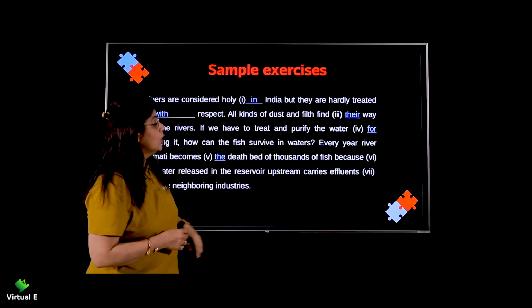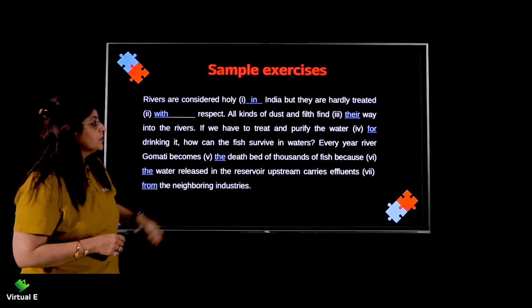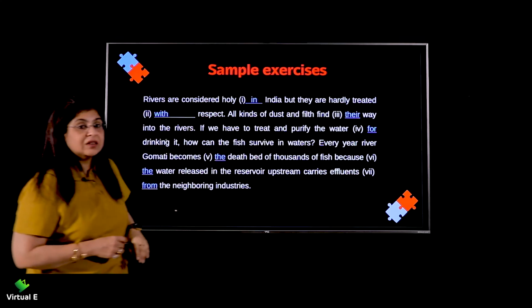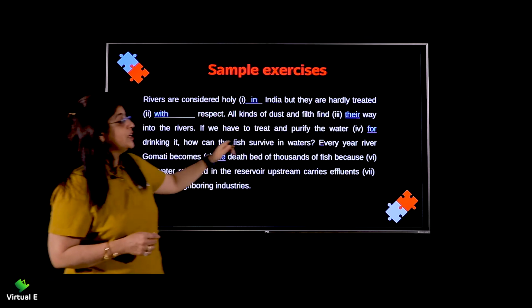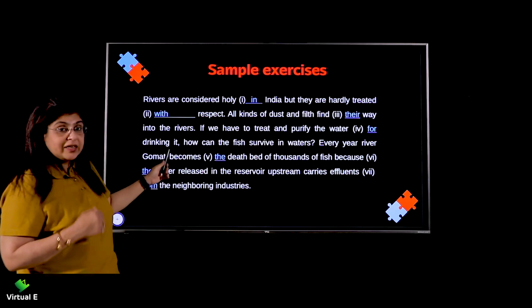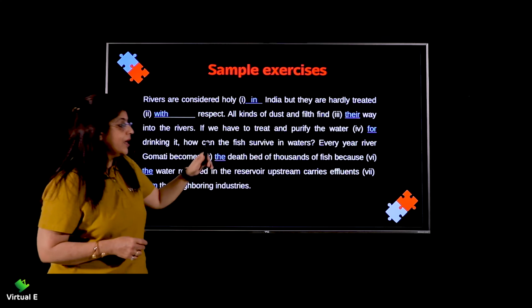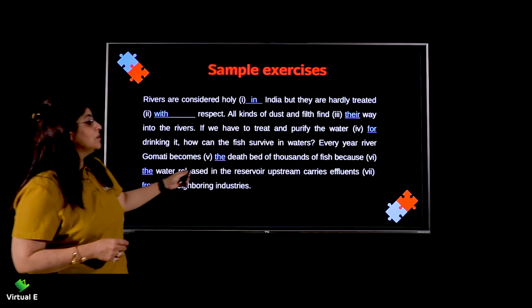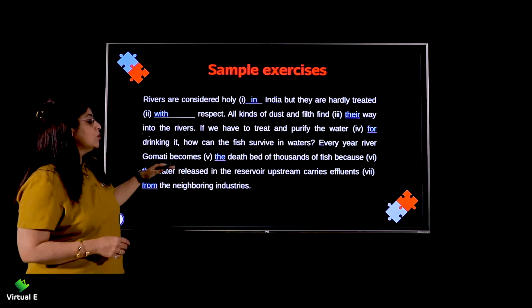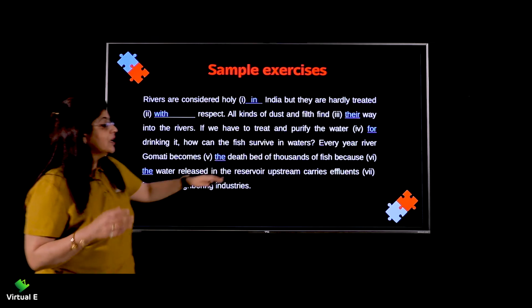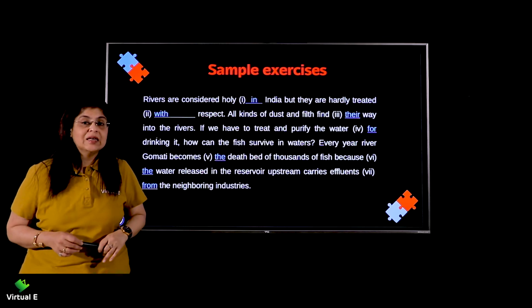Rivers are considered holy in India, but they are hardly treated with respect. All kinds of dust and filth find their way into the rivers. If we have to treat and purify the water for drinking it, how can the fish survive in waters? Every year, River Gomti becomes the deathbed of thousands of fish because the water released in the reservoir upstream carries effluents from the neighboring industries.